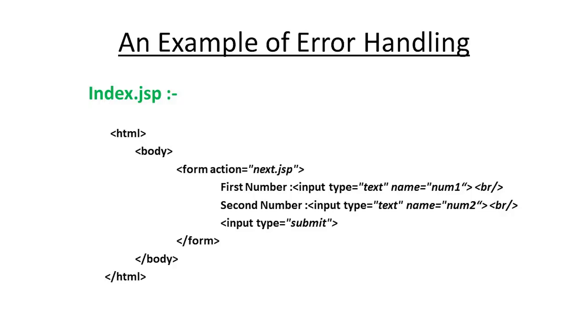Now one program I have mentioned here. In this program, I am explaining how error handling is performed in JSP. See this program: HTML body, and inside the body we have a form, with form action next.jsp. When we click on the submit button of this form, which is in the third line inside the form, input type equals submit, it will move to next.jsp and start running it.